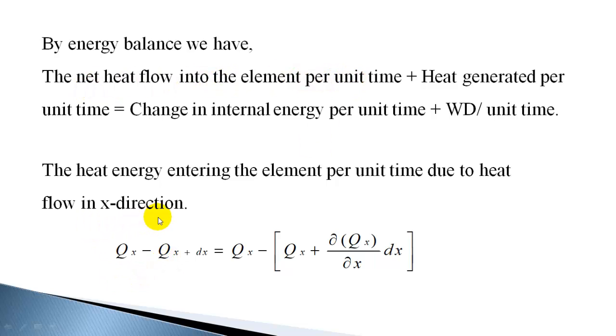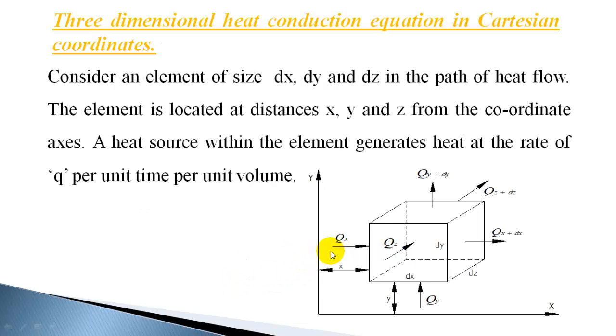Now let us consider the x direction. The net heat flow into the element as a result of heat flow in the x direction: so much is entering, so much is leaving out. So net heat flow as a result of heat flow in x direction is qx minus qx plus dx. Similarly, net heat flow in y direction is qy minus qy plus dy, and in z direction is qz minus qz plus dz. If you add all three, you will get the net heat flow as a result of heat flow in all three directions. So that is the first term.